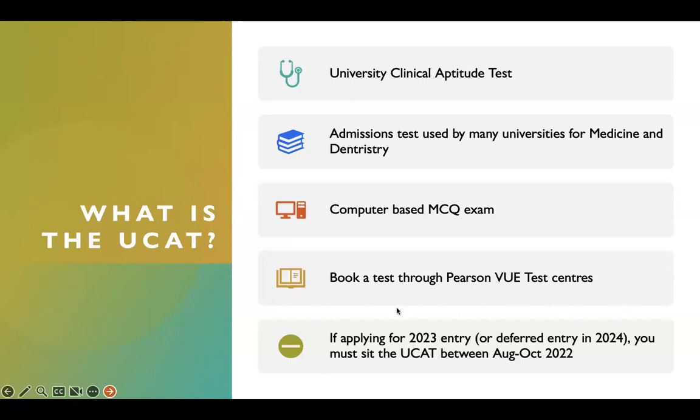As I said, if you're applying for the 2024 entry or a deferred entry for 2025, you still need to sit the UCAT this summer. So the dates are just slightly wrong there. It's supposed to say 2023. Essentially, regardless of whether you're applying for this upcoming academic year or the year following that, and you wanted to defer your entry, you still have to sit the UCAT this year because you're actually sending your application off this year.